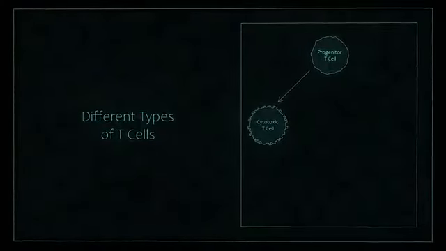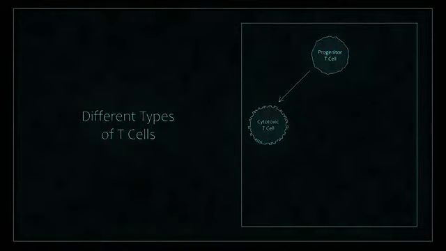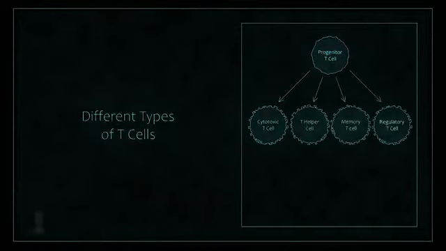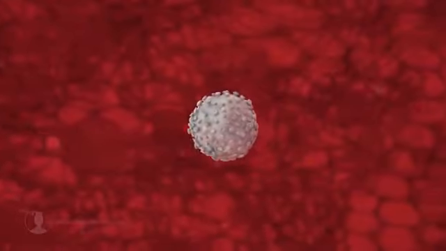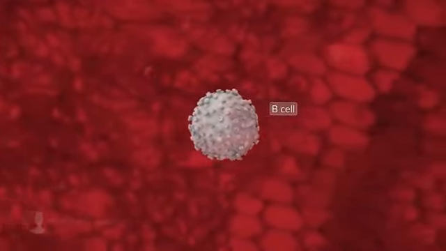There are not only cytotoxic T cells, but others as well. T helper cells, memory T cells, regulatory T cells, and others. T helper cells work hand in hand with B cells. B cells possess receptors like T cells.